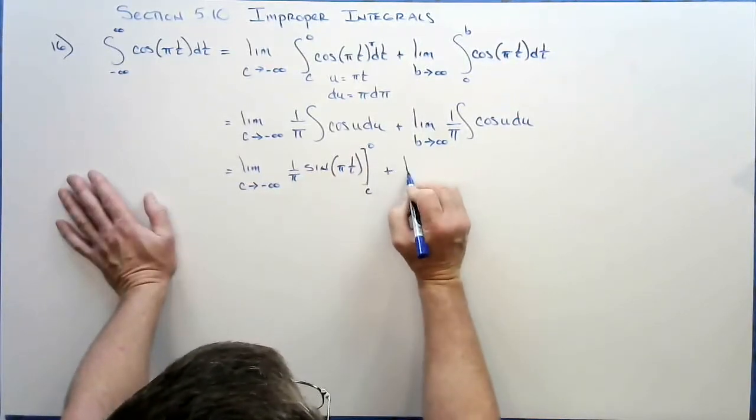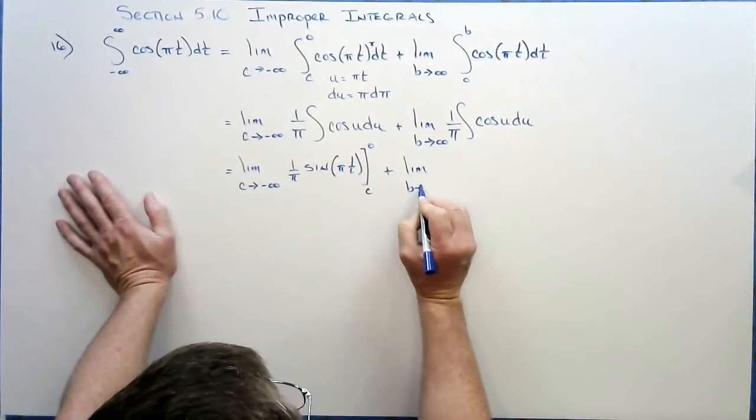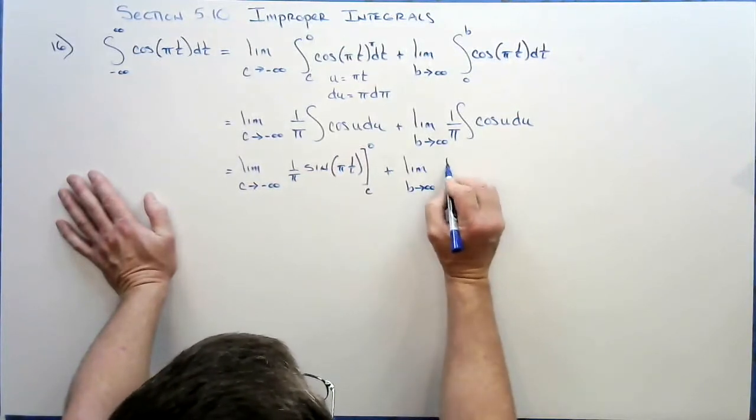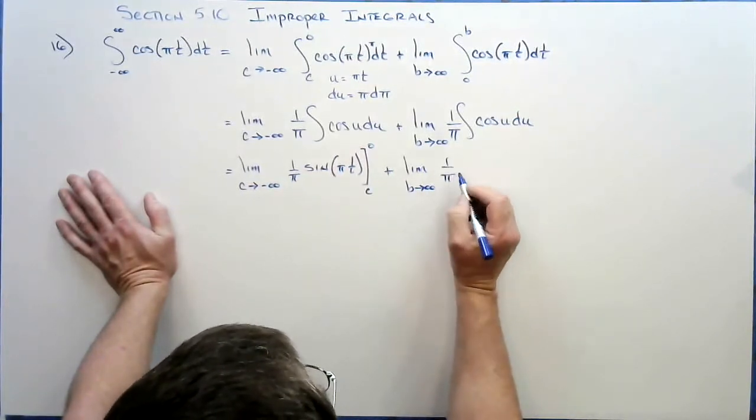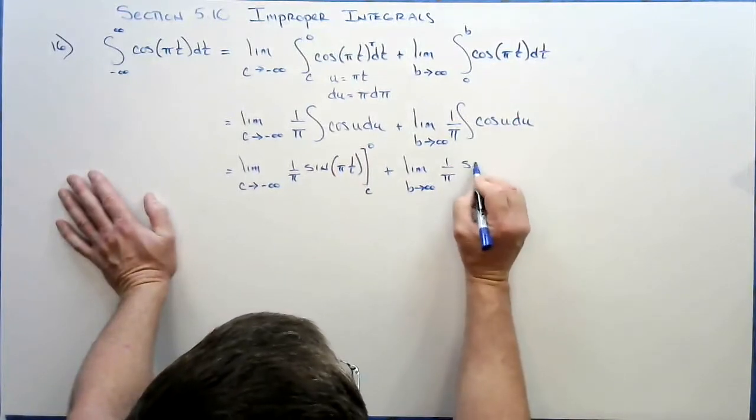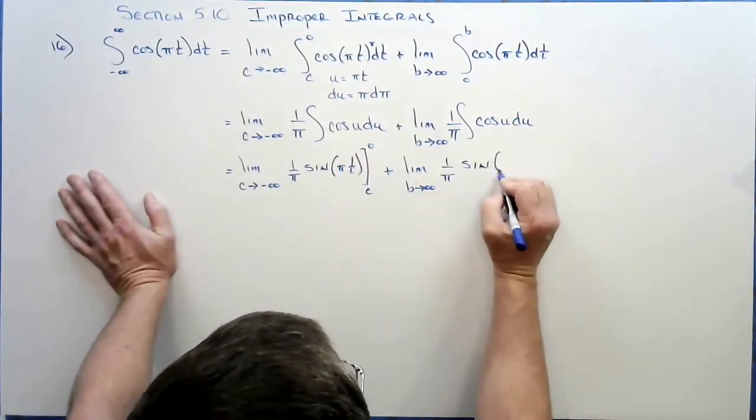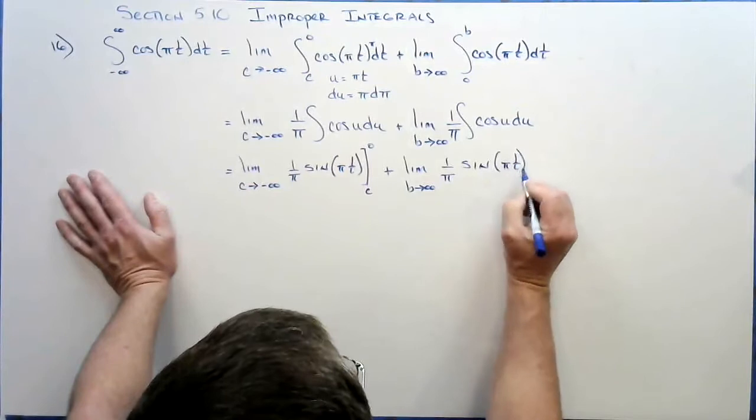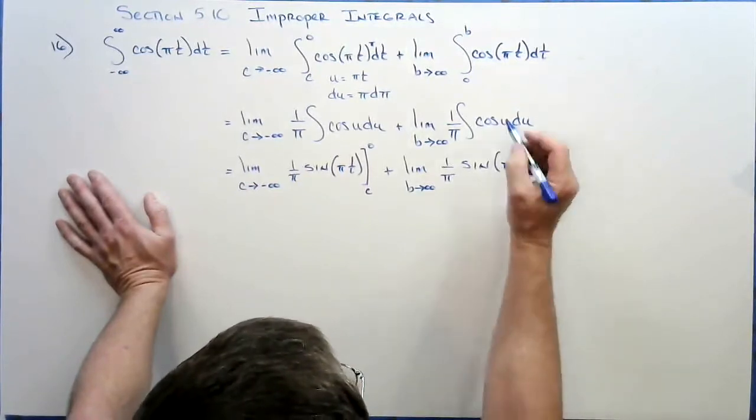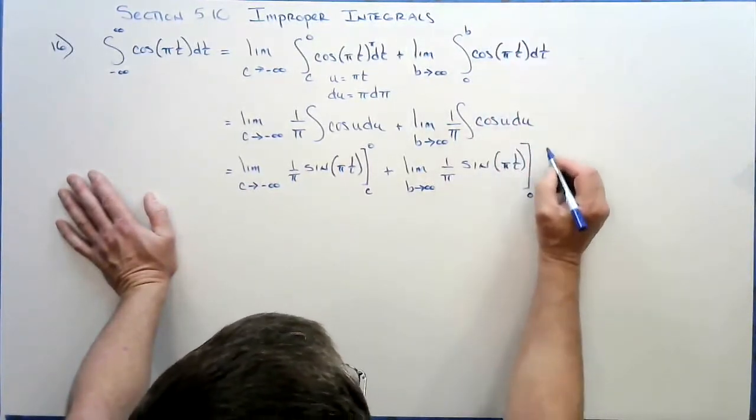Plus here, we're going to have the limit as b approaches infinity. We're going to have our constant 1 over pi. The integral of cosine, of course, is still sine, just like it was here. So that's going to be sine pi t. And we're going to evaluate that between, in this case, 0 and b.